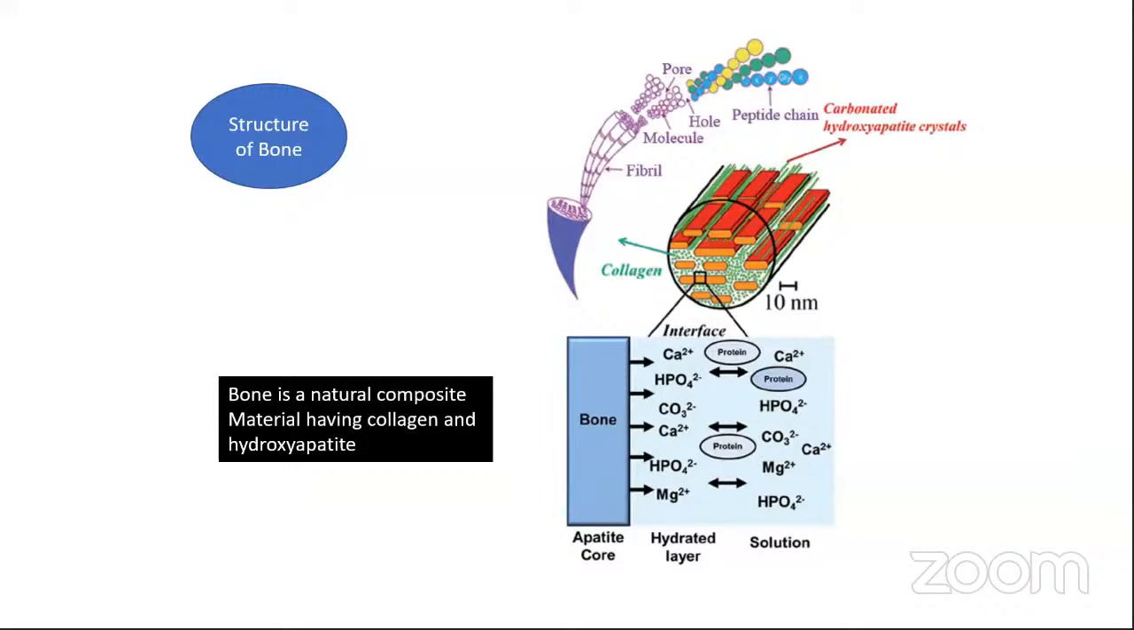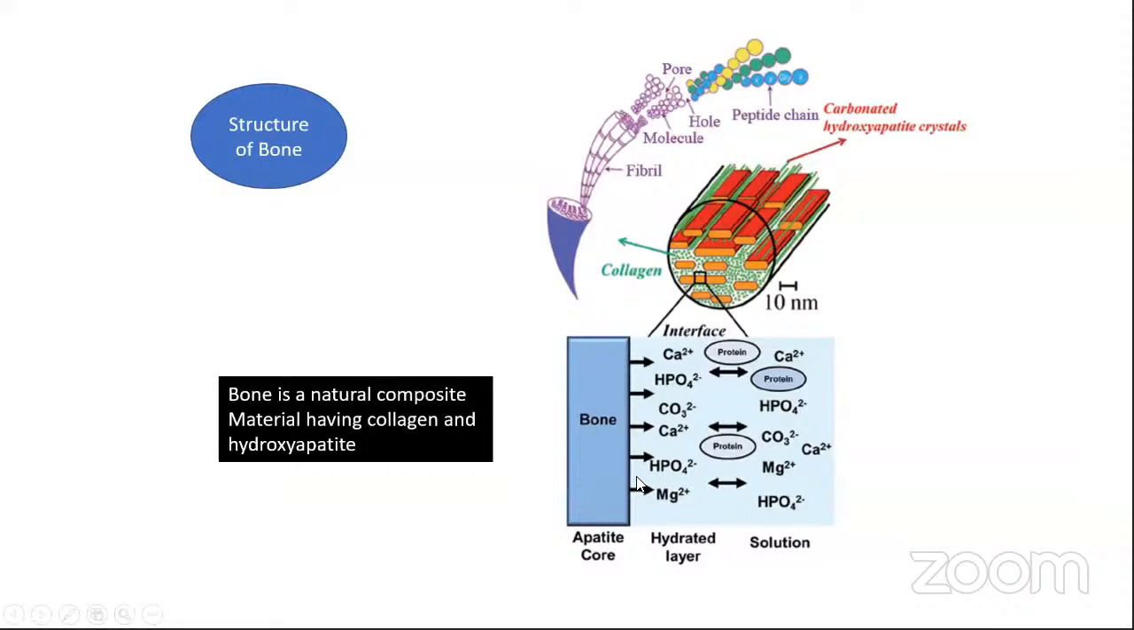Bone is a natural composite material having collagen and hydroxyapatite. So this shows the bone structure. One is collagen, it's a composite material, and another is hydroxyapatite. So carbonated hydroxyapatite or hydroxyapatite and the collagen. And this shows the bone structure. And this is the bone.